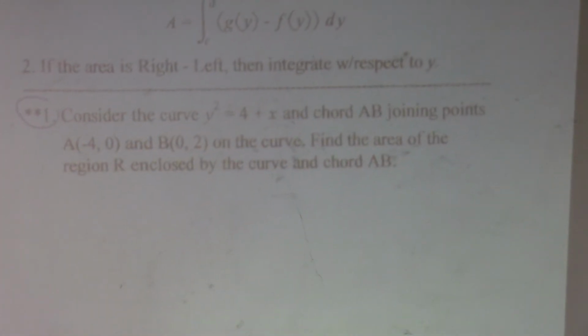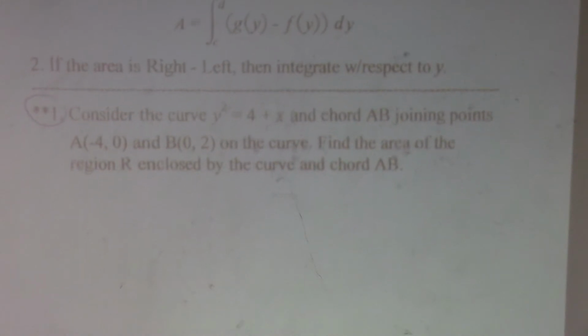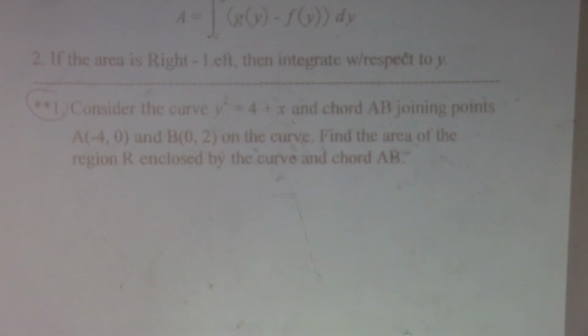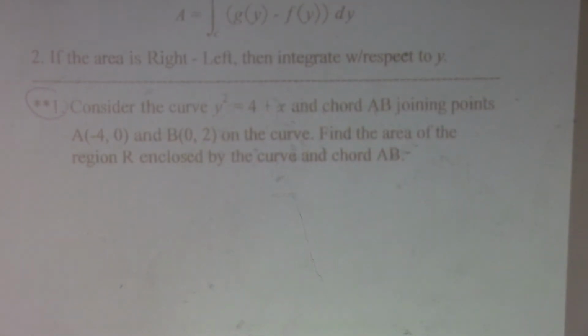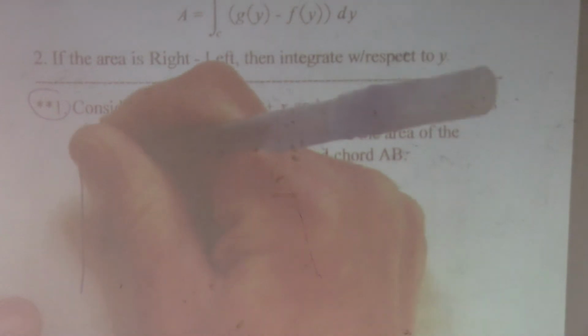Consider the curve y squared equals 4 plus x and chord AB joining points A, negative 4, 0, and B, 0, 2 on the curve. Find the area of the region R enclosed by the curve and chord AB. Okay, so let's get a little graph, a visual of what's going on here. So I'm going to go ahead and try to make a little sketch of this graph.